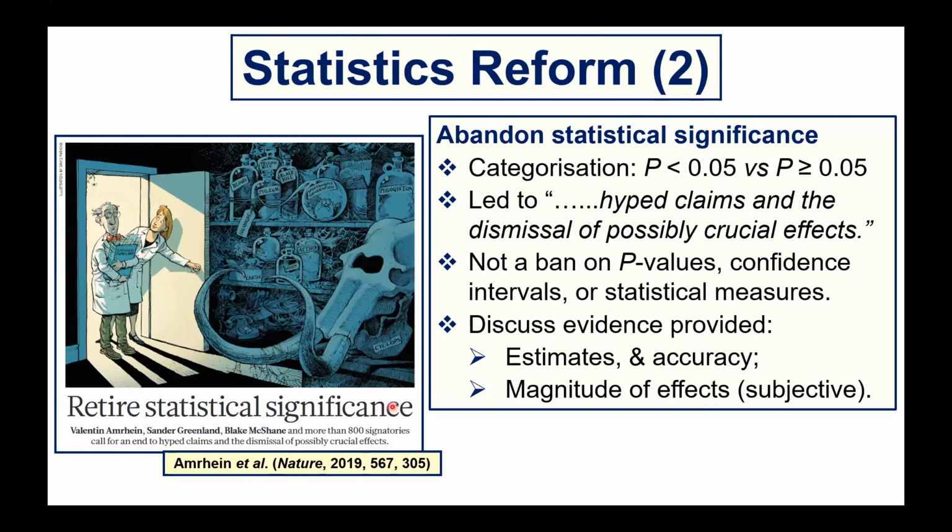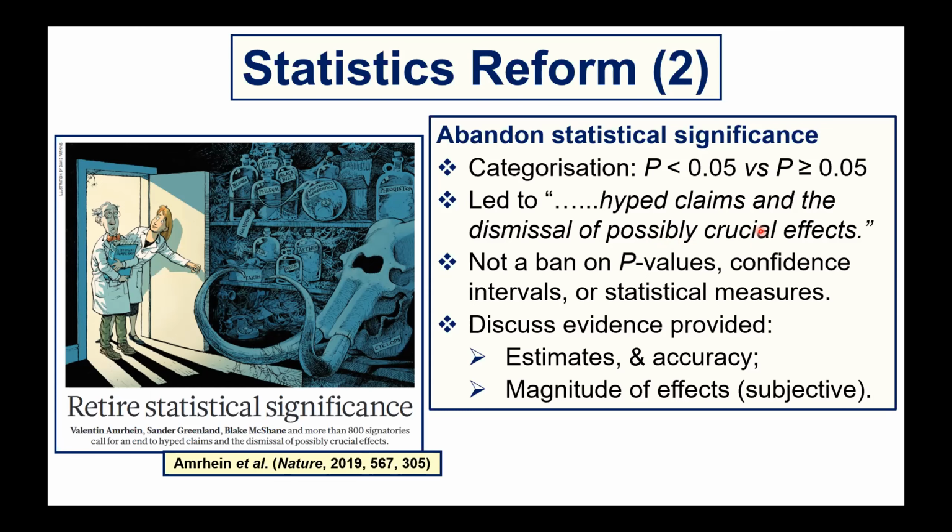Moving on, I also try to get them to read articles such as the one published in Nature, where apparently more than 800 signatories signed up for statistics reform and abandoning statistical significance. I do feel that getting 800 signatories is a bit like ganging up, and I'm not so sure we need it. But they said let's abandon the idea of statistical significance as an arbitrary categorization, and that's fine, because they said it has led to hype claims and dismissal of possibly crucial effects. I completely agree with that, given the overabundance of type 1 errors that exist in the literature.